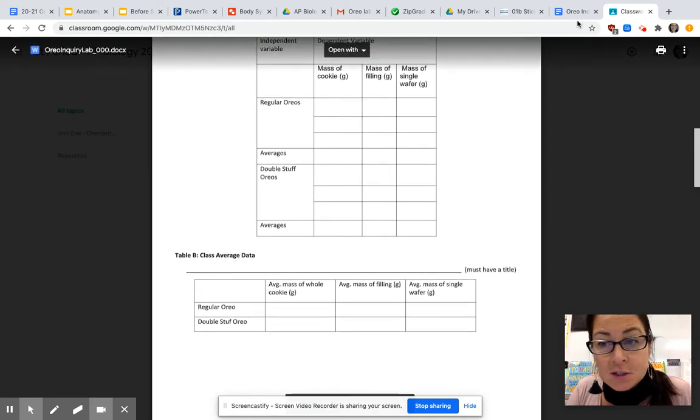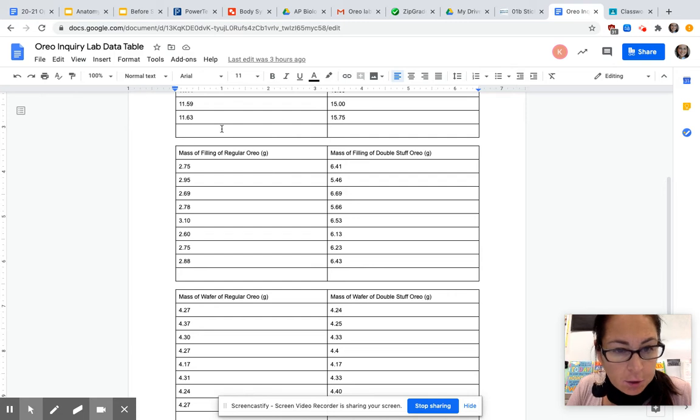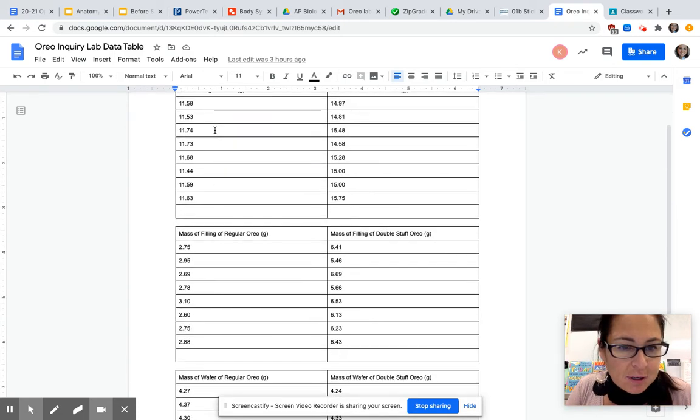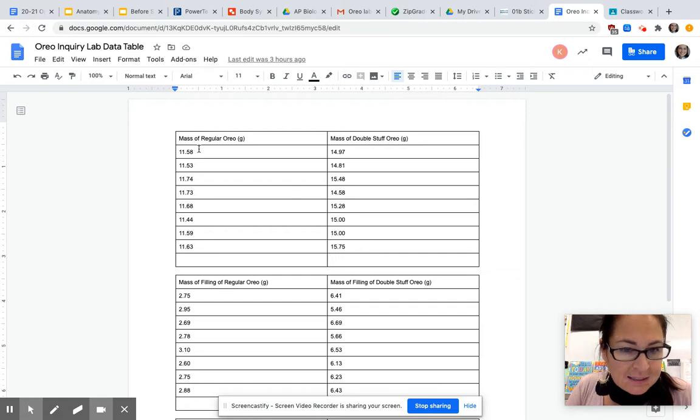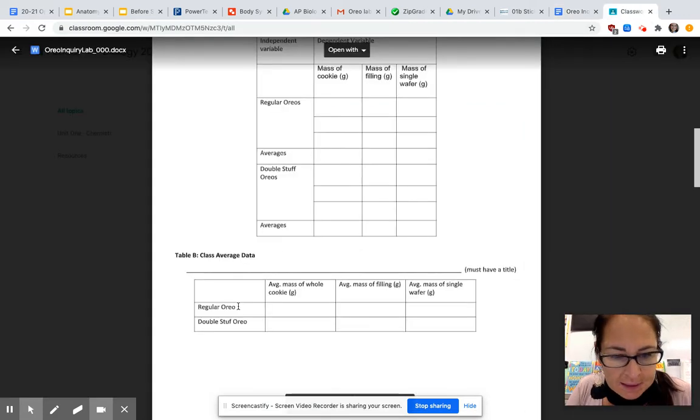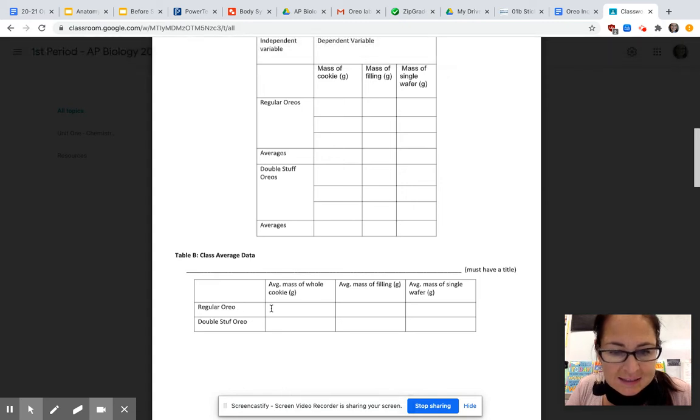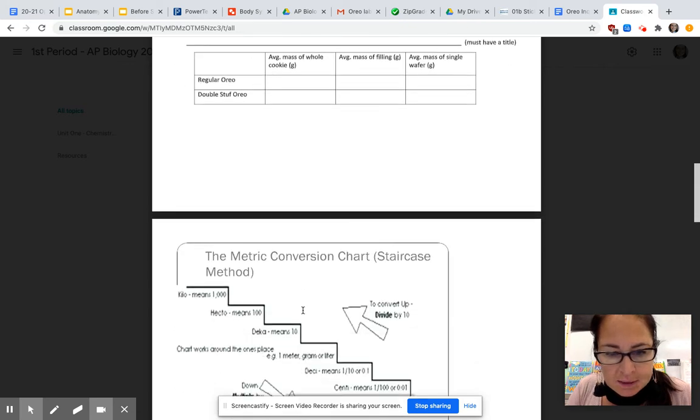And so what you have to do is once you have your set of data, what we collected, when you've added it to this, find the average of the mass of regular Oreo. Find that average and then come over here and put it into the average mass of a whole cookie of a regular Oreo, and do the same for all of the other sections. Let me go through to see.